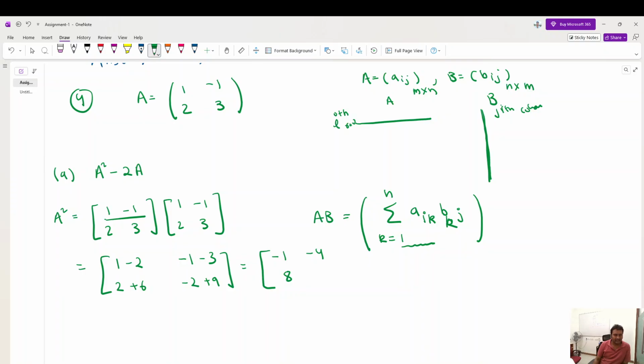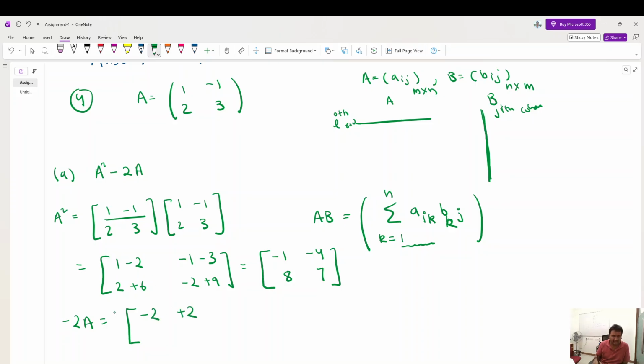So yeah, let me check once. 2 plus 6, yeah, that is 8, and 9 minus 2, that is 7. Similarly, what do you have to do? Minus 2a. So what is minus 2a? Multiply minus 2 with each and every element of this matrix. That's the definition. So minus 2 into 1 is minus 2.